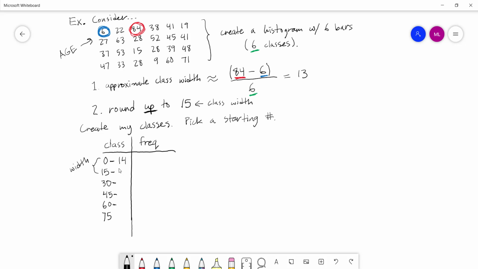I don't know which one they would go in. So we need to have our classes basically touch each other without any gaps between them, but we also can't have any overlap. So the first one will go from 0 to 14. The next one will go from 15 up to some number that needs to be close to this one, but leave it so there's no overlap and no gap. That's going to be 29. These have a difference of 15, the same width that we were hoping for.